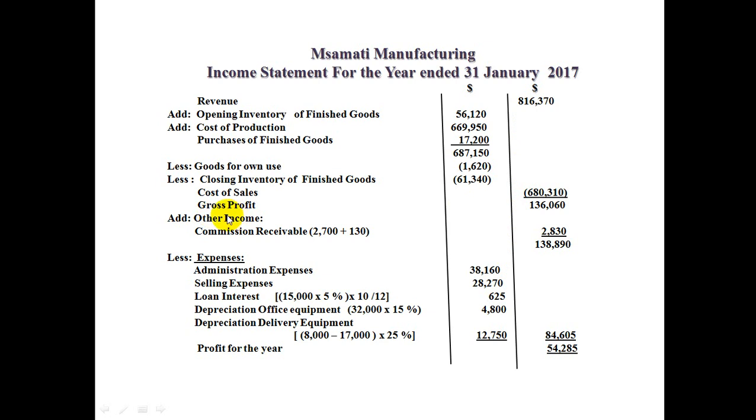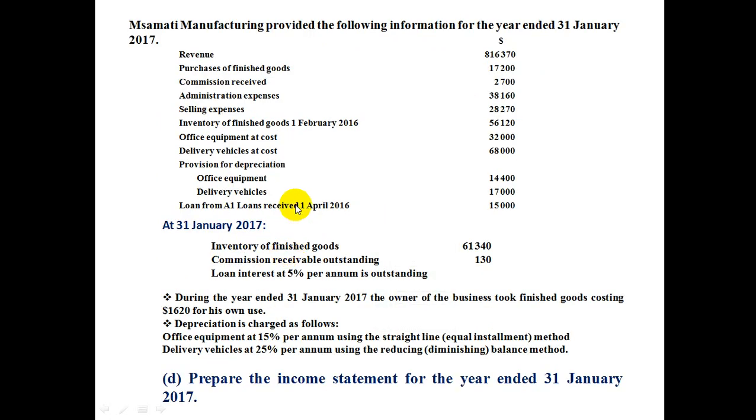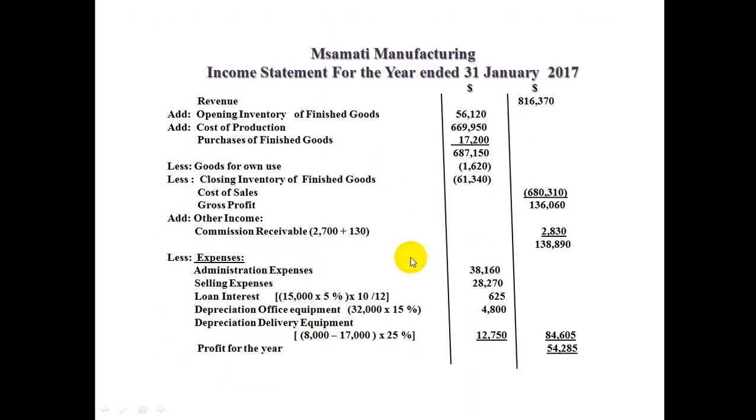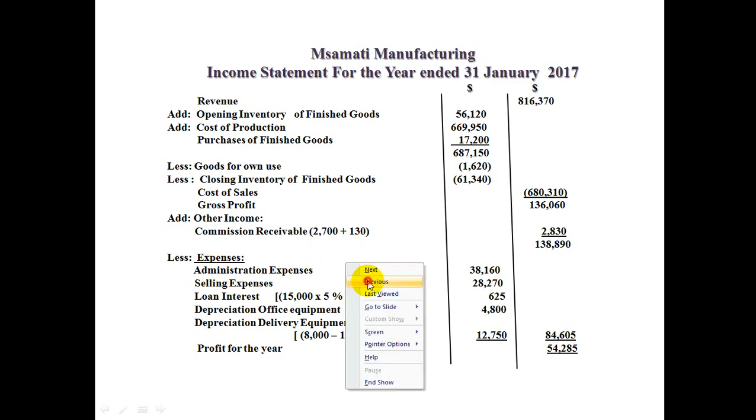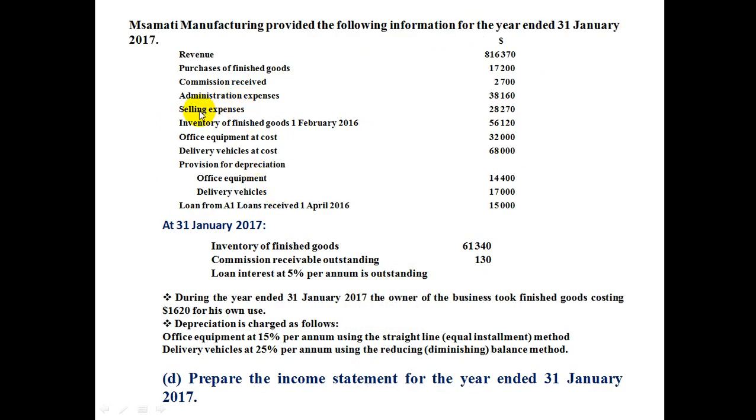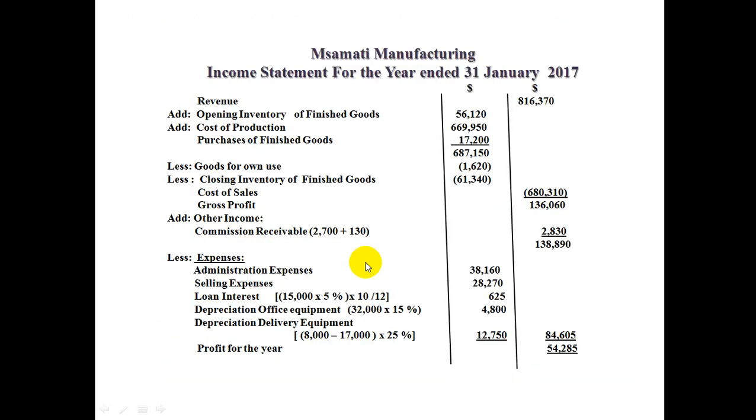In gross profit, the other incomes are to be added and the total of expenses should be subtracted. In other incomes in question, we are given the commission received. That commission received along with the amount which is still outstanding will be added to give us the exact incomes for Msamati manufacturing. Then comes the expenses portion. All the expenses given in the question, administration, selling, interest expense and depreciations, will be listed here.